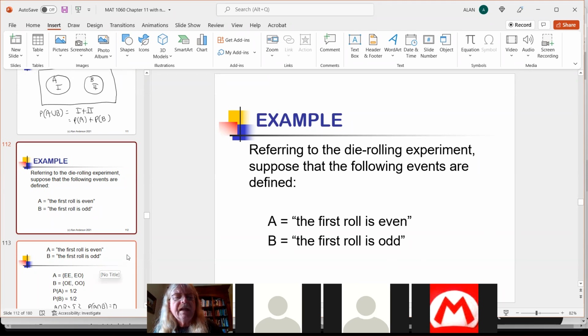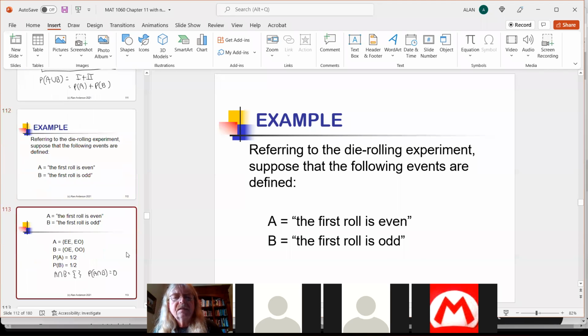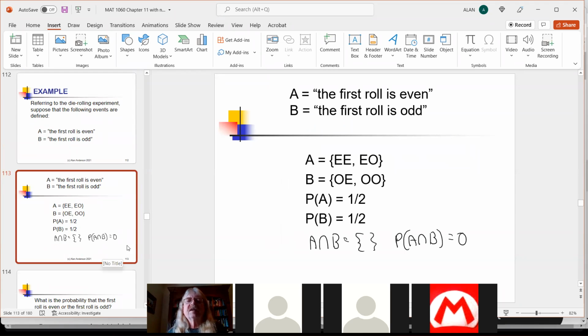So we have for A, it's up there. A would be EE and EO, B would be OE and OO, and you can see they do not overlap. They can't. So therefore, the probability of their intersection is 0. But individually, A has a probability of 2/4 or a half, and B is 2/4 or a half.